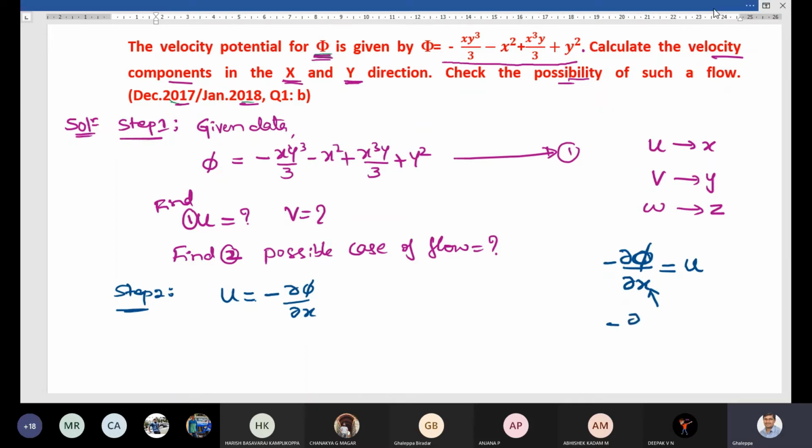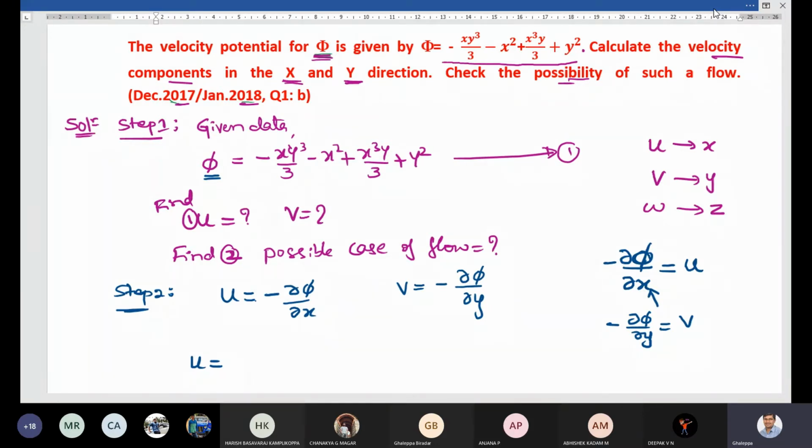So minus dou phi by dou y is equal to v. I need u, so I have written this equation. Similarly, I need v, so I will write v is equal to minus dou phi by dou y. So differentiate this equation phi with respect to x, you will get the value of u, the velocity component in x direction. So I will write it now.